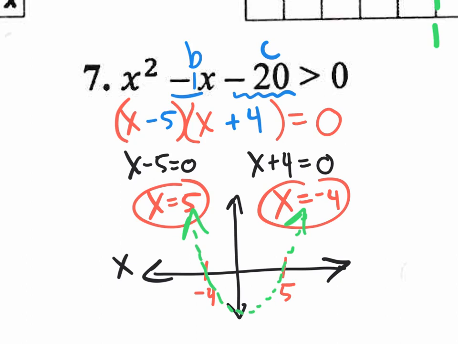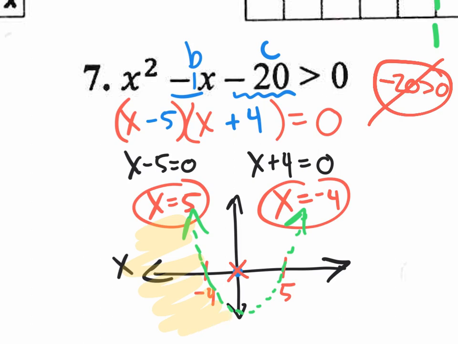But anyways, are our answers on the inside or the outside? I need to test a value. What value am I going to test? 0. Excited, huh? Okay, so plug in 0 everywhere: 0 squared minus 0 minus 20. You're going to end up with negative 20 being greater than 0. Is negative 20 greater than 0? No. So this did not work. Where are your answers at? Outside. So you would be shading in the outside, ladies and gentlemen, everything out here.